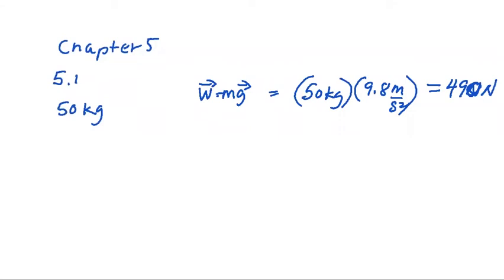Okay, so she exerts a force on the rope of 490 newtons, and by Newton's third law, it exerts an equal and opposite force on her. Newton's third law states that forces come in pairs. So we're looking at 490 newtons all the way around here.